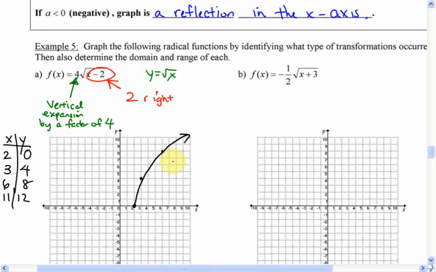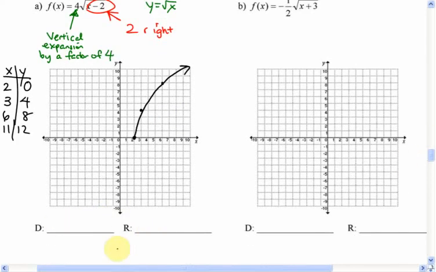And by the way, can you tell me what the domain and range is? I asked you for that too. Domain is, range is. Someone help me out. What's the domain? Look at the picture. What's the domain? Greater or equal to 2.